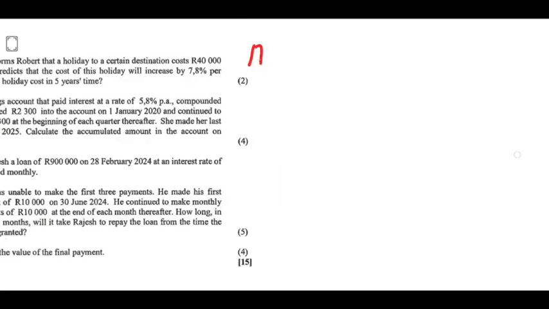So we have to identify the formula and then solve the question. The cost of the holiday increases by a fixed percentage each year, which is a compound growth problem. So this is the compound interest formula we're going to use here: A = P(1 + i)^n. Now we substitute the values into the formula. We have the initial cost, which is 40,000 rand.